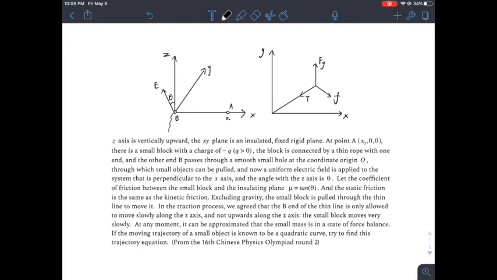Day number 22. Today we are going to look at the hardest problem ever solved yet. This is a problem from China's Physics Olympiad, the 16th Chinese Physics Olympiad, second round. So it's a Newton's law problem.